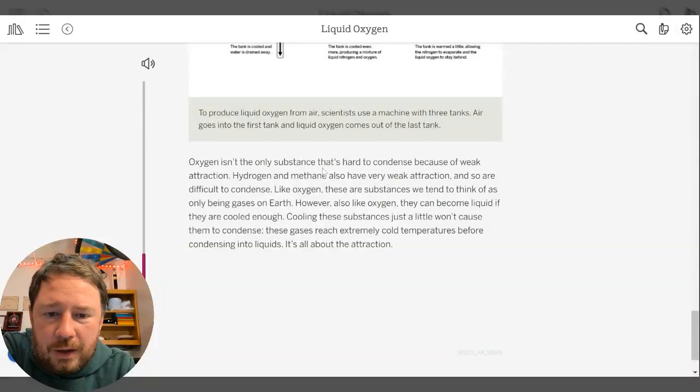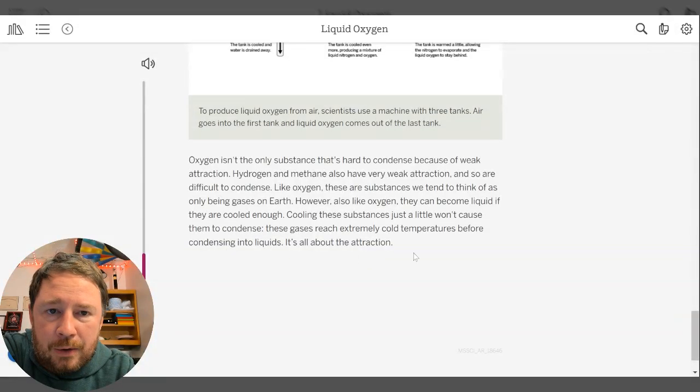Oxygen isn't the only substance that's hard to condense because of weak attraction. Hydrogen and methane also have very weak attraction, and so are difficult to condense. Like oxygen, these are substances we tend to think of as only being gases on Earth. However, also like oxygen, they can become liquid if they are cooled enough. Cooling these substances just a little won't cause them to condense. These gases reach extremely cold temperatures before condensing into liquids. It's all about the attraction.